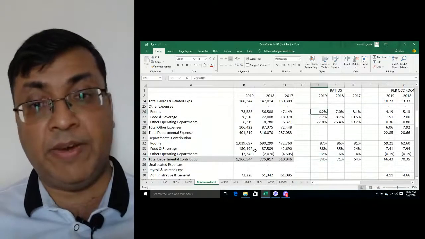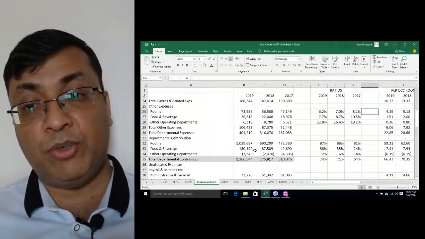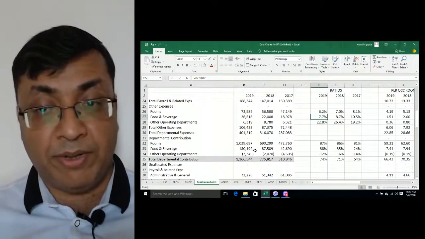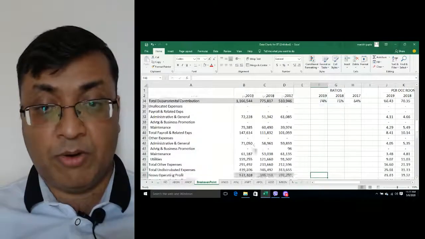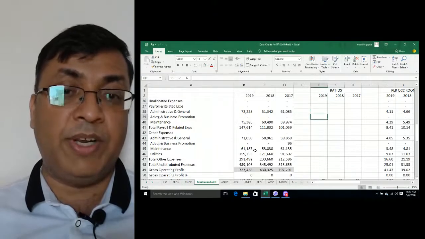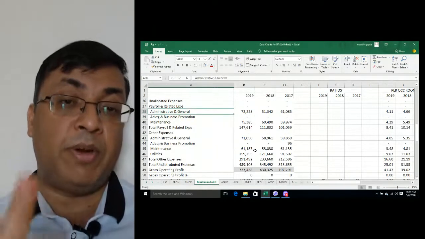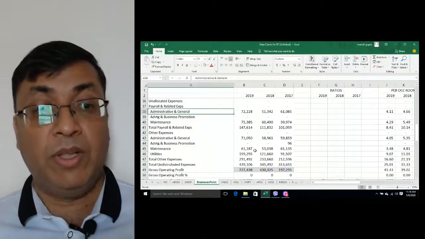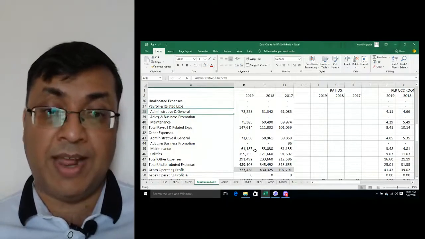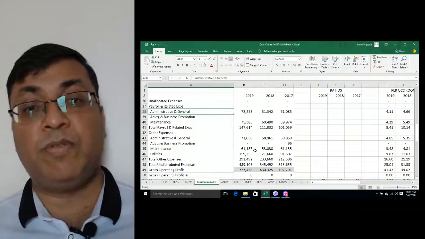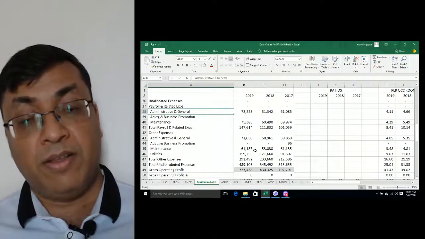Similarly with the other expenses, we have calculated the ratio to their particular revenue. For departmental contribution, other departments we don't need to calculate because they are unallocated and not related to any particular department or overall revenue. What we need is just to understand how much of these expenses is fixed and how much is variable.